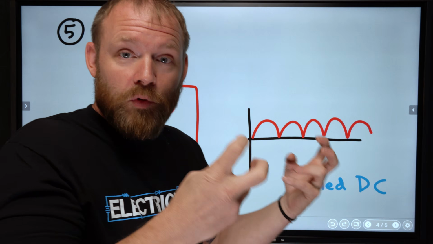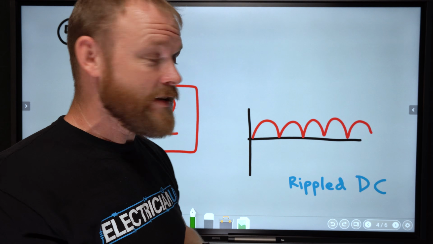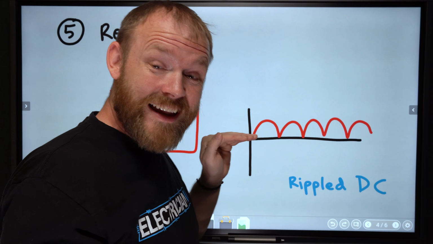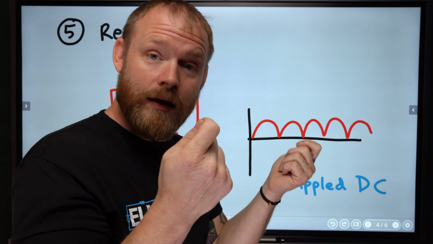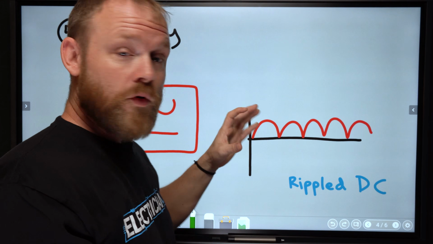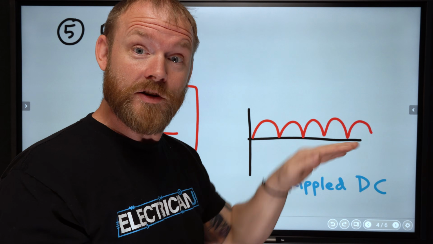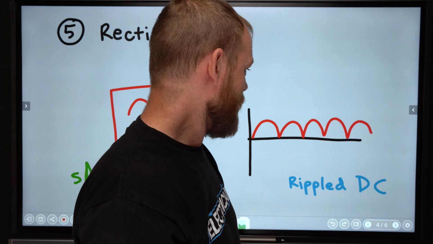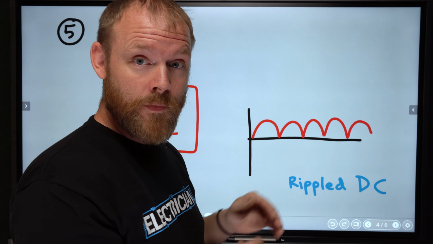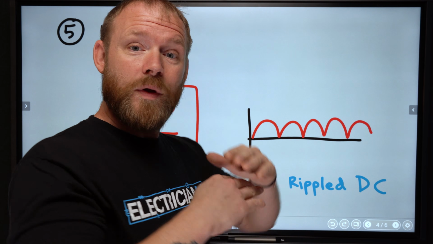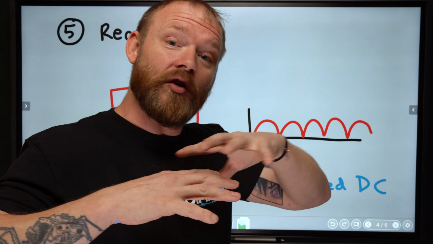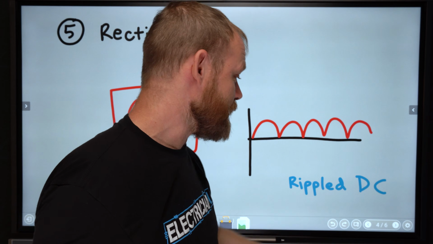So now we have a rippled or pulsing DC. It's not a consistent, constant DC like you would see out of a battery. It's more of a rippled type of thing, but it's unidirectional. So it's still just current flow in one direction. It's just kind of rough current flow. And there is a maximum and minimum. There's still a pulsing that's happening. So we have to smooth that out and make it look a little bit more like a consistent, constant DC.